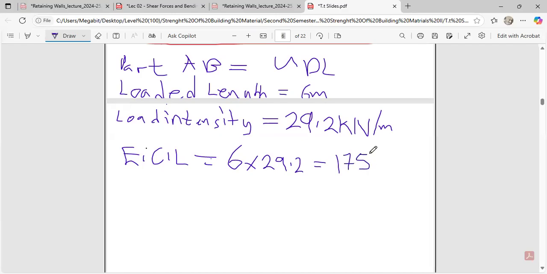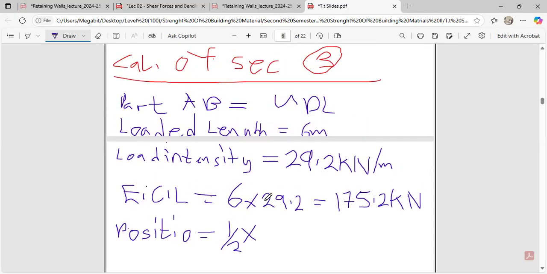So you're getting 175.2 kilonewton. If I don't hear the kilonewton, your answer is wrong. Okay. So we come to the position. Go ahead. The position is going to be half times L. Half times what? The length. So 6.